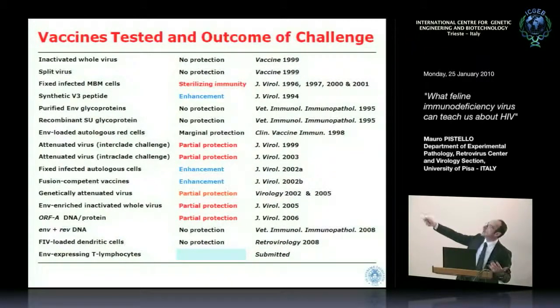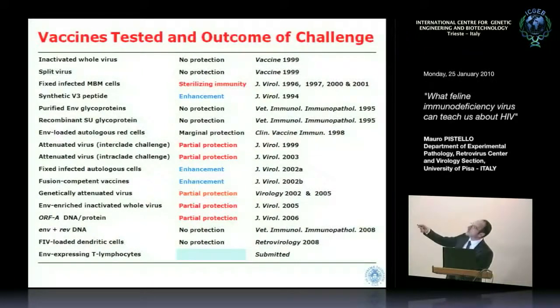We have some sterilizing immunity, and I will show you in a second. This vaccine also worked in the field. We were very excited in the beginning, but since we observed these drawbacks, we didn't go any further with this vaccine. So we tested other approaches, where we had partial or marginal protection. I will show you some of those results afterwards.